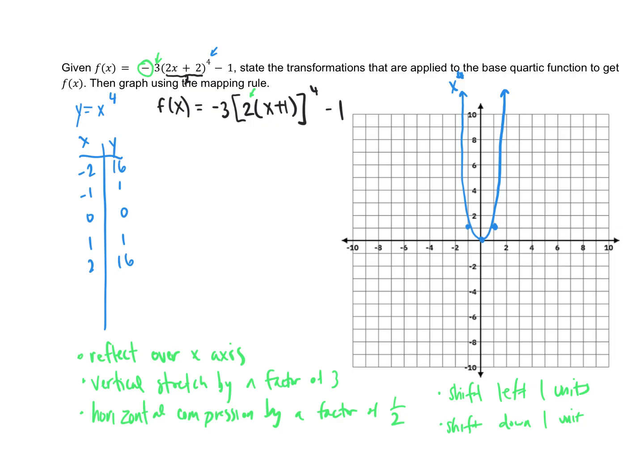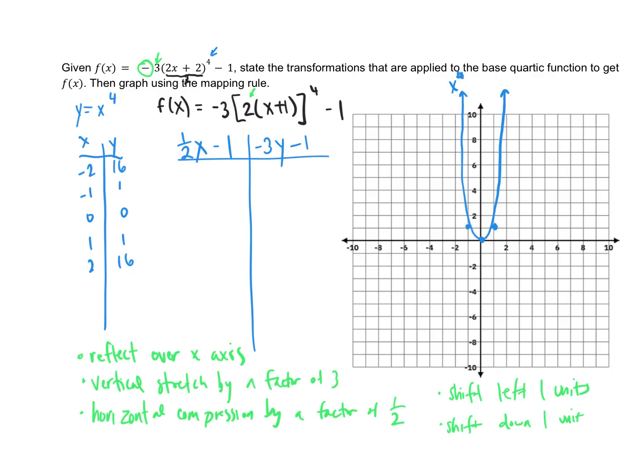Okay, and now we could write out our mapping rule because we have these nice transformations. So horizontal, it was a compression of a half, so 1/2 x. We're going to the left 1, so minus 1. We had a vertical reflection and stretch by 3, so negative 3y. And we're going down 1, so minus 1. And now, let's plug into our mapping rule.